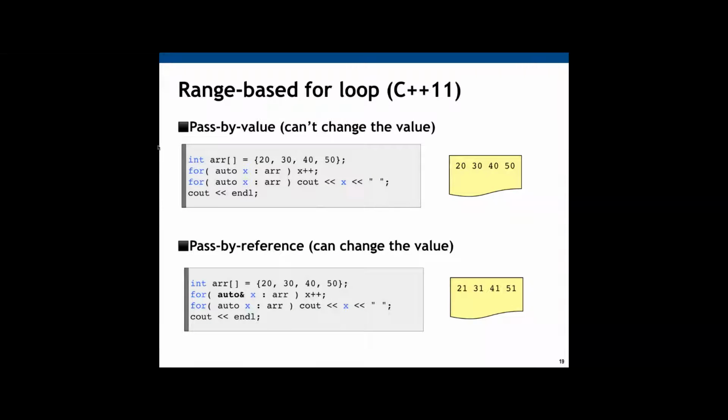The range-based for loop can be divided into pass by value and pass by reference. The example of range-based for loop we studied in the previous slide is based on pass by value. In this case, we cannot change the value of each element in the array. So if you want to update the elements of an array using a range-based for loop, you have to use pass by reference by adding this ampersand symbol. So let's see the example code for this one as well.